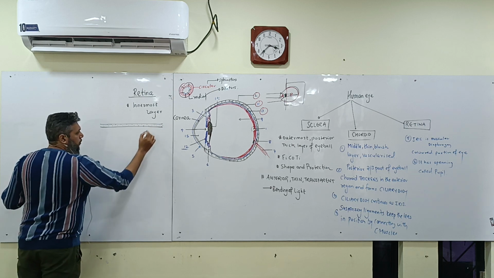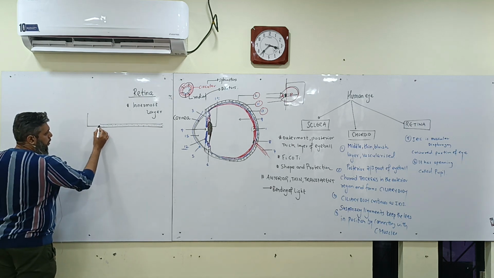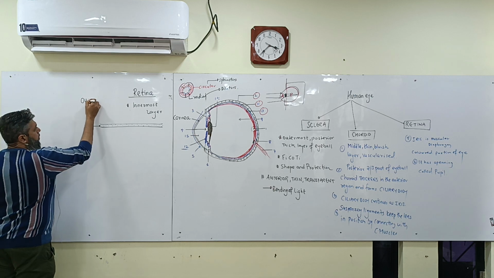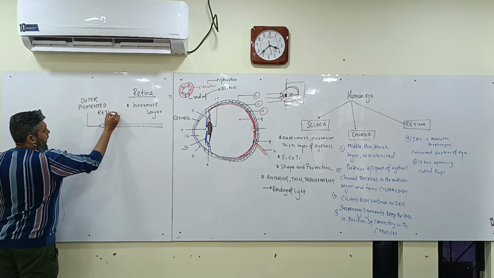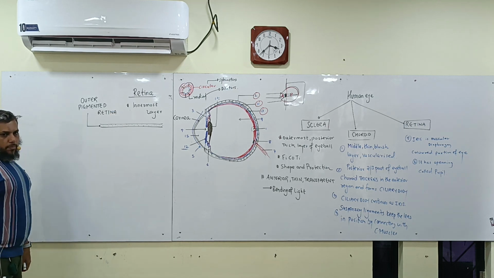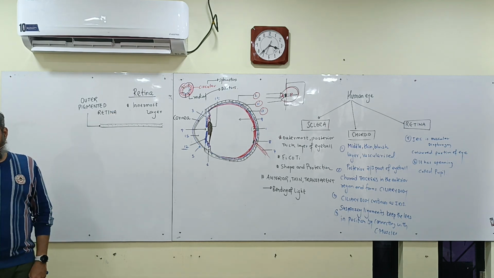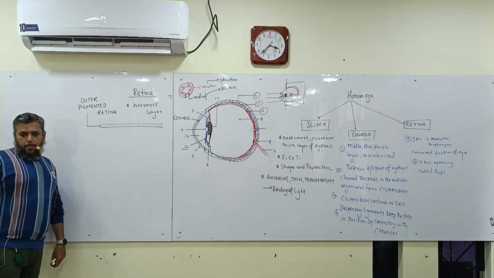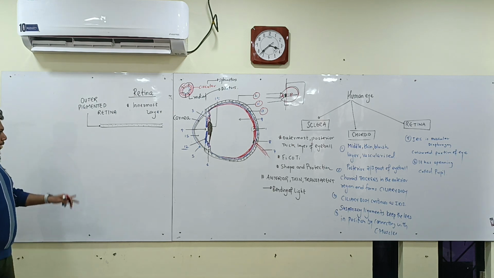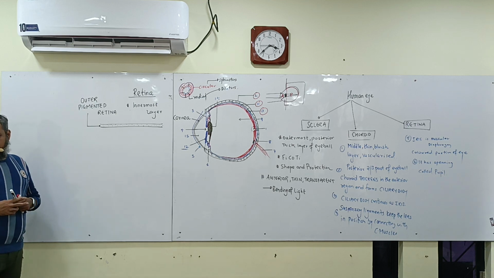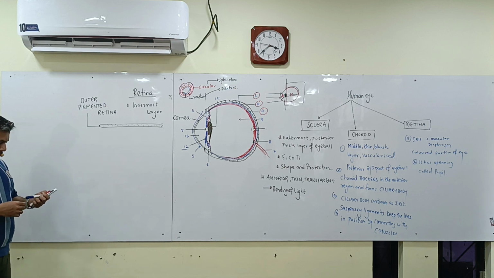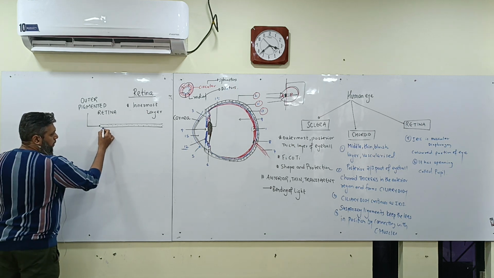Now this what I have drawn is the outer retina, which is called the outer pigmented retina. Outer pigmented retina. And the rest that I am going to draw now is called the inner nervous retina. So the retina was divided into two parts, the outer pigmented and the inner nervous. Now we are talking about the inner nervous.